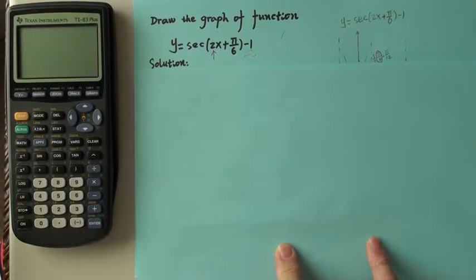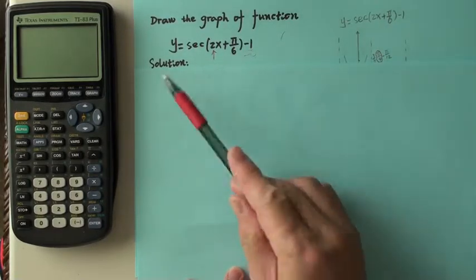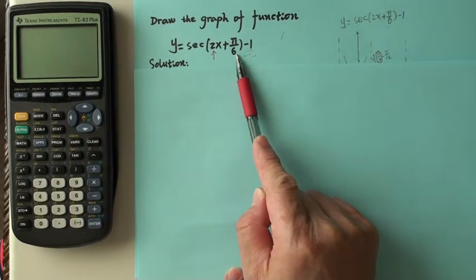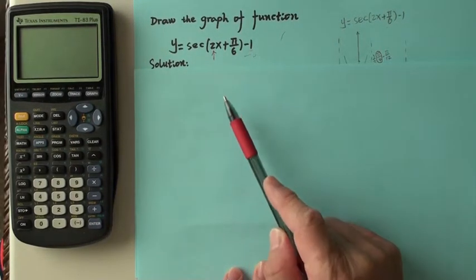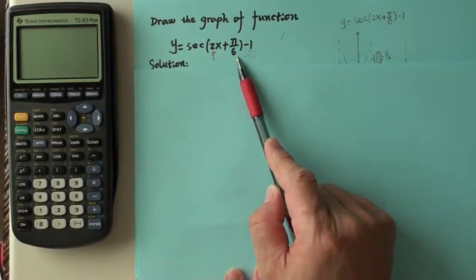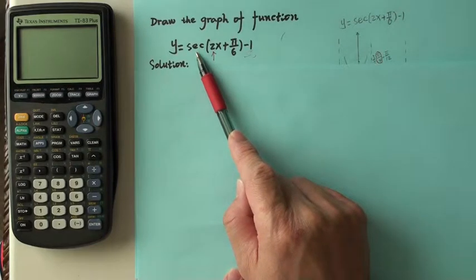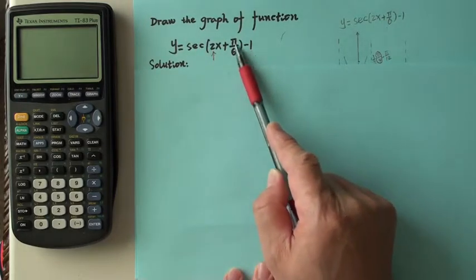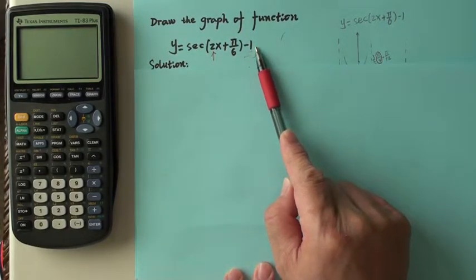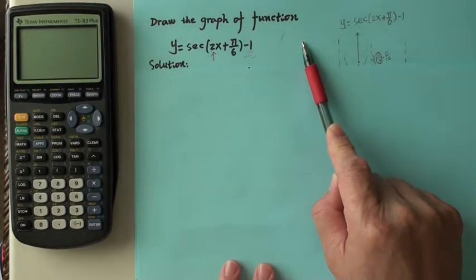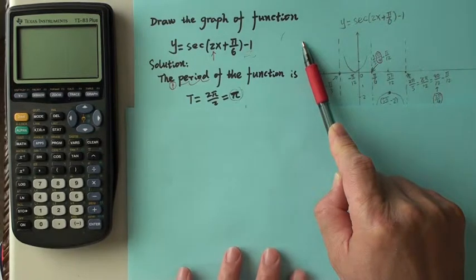In this lecture, we will look at the graph of the function y equals secant (2x plus pi over 6) minus 1. This quantity 2x plus pi over 6 is inside secant, and then we take secant of this quantity and subtract 1. This one looks a little bit complicated, but it's not really.